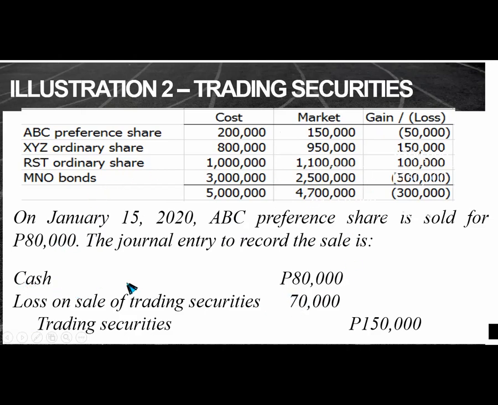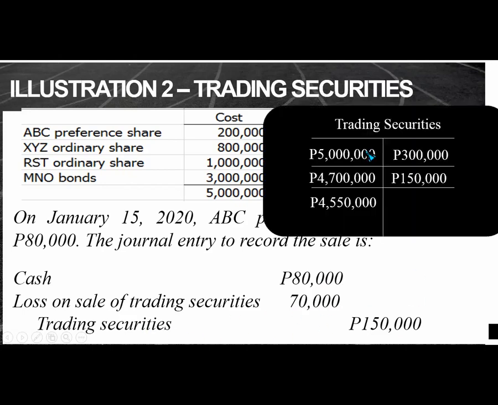So, this is our entry. Nag-debit tayo ng cash, 80,000. Debit tayo ng loss on sale sa trading security. So again, paano ito na-compute? You have your carrying amount of 150 based sa market value in December 31 minus the selling price of 80,000. So nalugi tayo ng 70,000. Okay, so this is now the balance of your trading securities. So we ended here, di ba, 4.7 million. So since nakabenta tayo ng worth of 150,000, ang ating natira na lang trading securities ay 4,550,000.